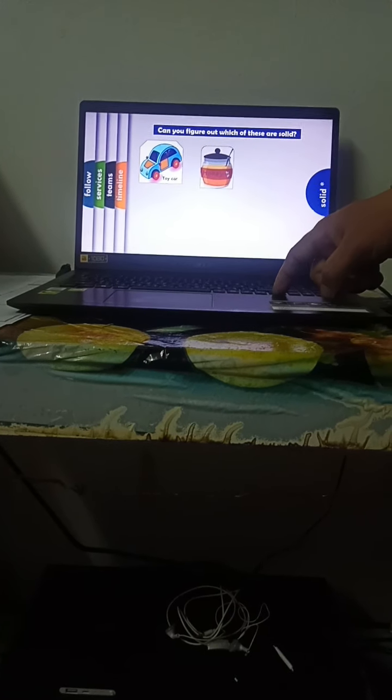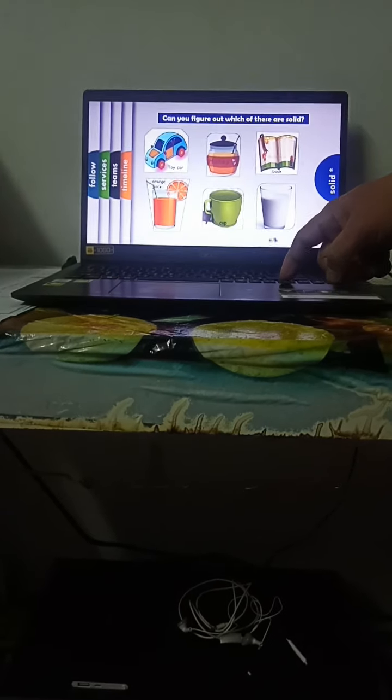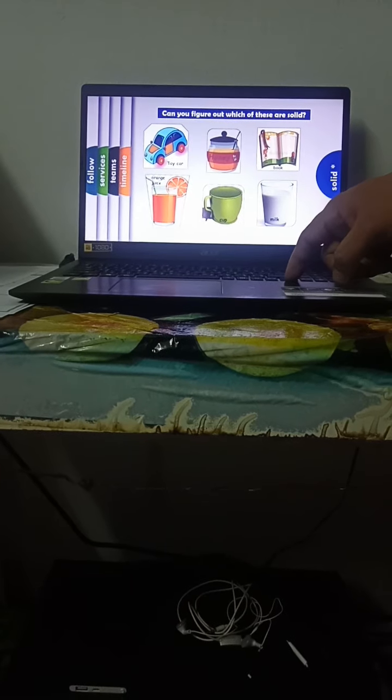Okay, here are some objects. Can you figure out which of these objects are solid? Okay, let's identify solid. A toy car, a book, and a cup. They are all solids.